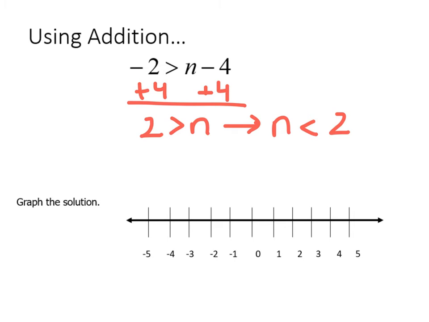Now I'm going to graph it just like I did before. So I go to positive 2 on my graph, I use an open circle since there's no line underneath, and I draw my arrow to the left.